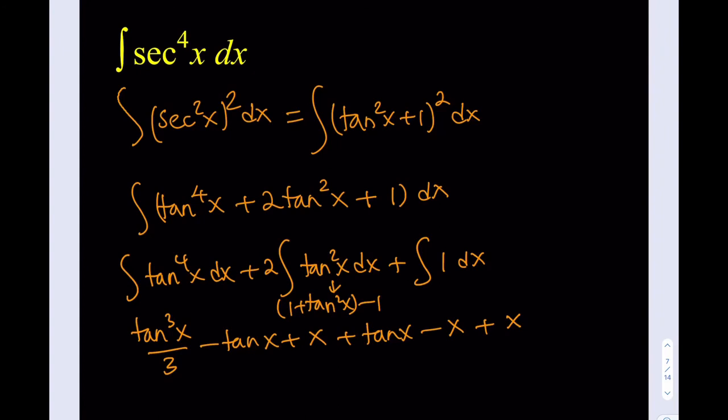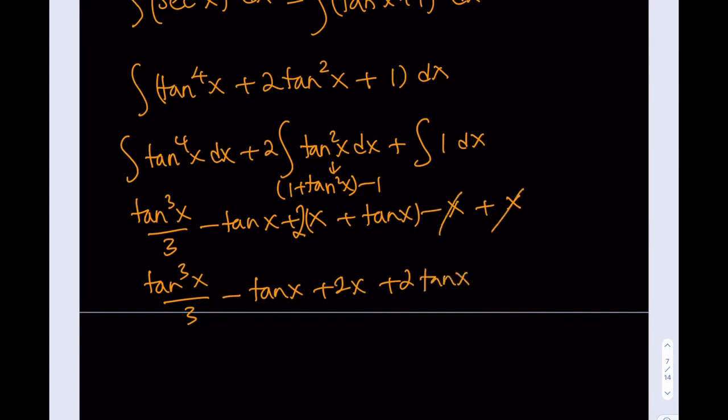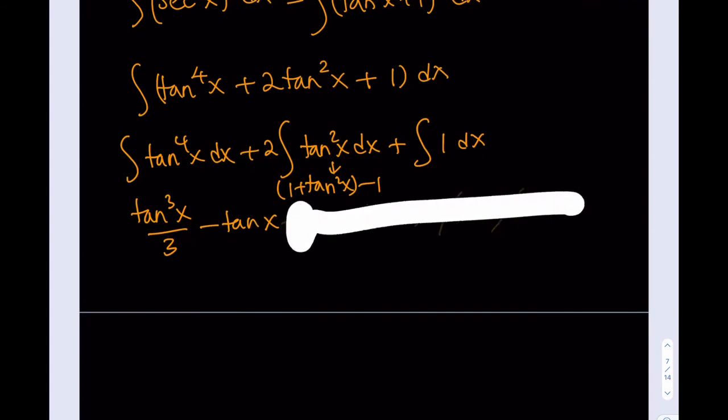But one thing we forgot to do is there's a 2 in front of this. So let's go ahead and put that down here, obviously. There's a 2 outside, so we should add that. Now let's simplify this a little bit more. Tangent cubed x over 3 minus tangent x plus 2x plus 2 tangent x minus x plus x. These two already canceled out. Oh, this also should be multiplied by the 2. I think we should do it in a nicer way. So let me back up a little bit here.